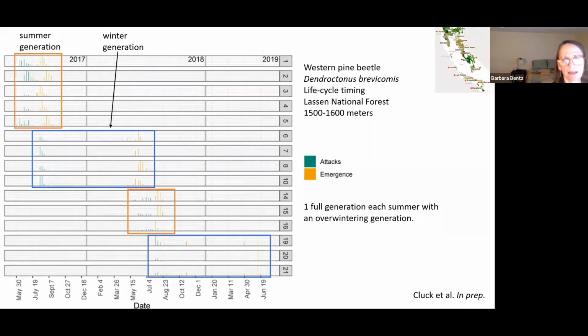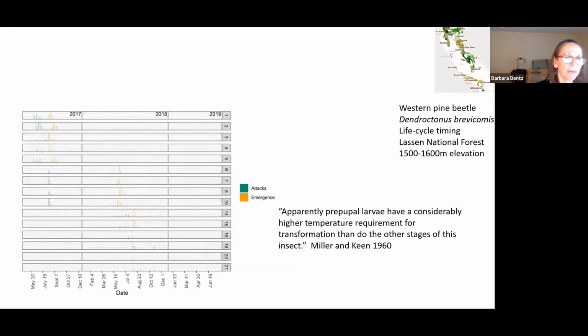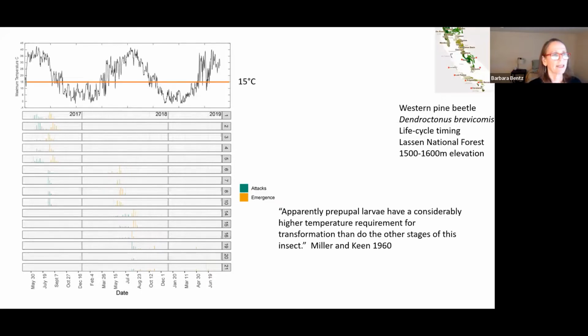But for this talk today, I wanted to highlight another tidbit of information in the Miller and King synthesis that applies to some other research that we've done. So they said apparently prepupal larvae have a considerably higher temperature requirement for transformation than do the other stages of this insect. The prepupal larvae is the last of the 4 instars before pupation. They suggested that a threshold between 10 and 15 C was required. And as you can see here, max temperatures at our Lassen National Forest site were well below this threshold both winters of our sampling. This catch-up scenario, as we oftentimes call it, is very similar to physiological traits in 2 other Dendroctonus species that we've studied, whereby early instars with lower temperature development thresholds keep developing until they hit the prepupal stage, where they catch up and all individuals in the cohort become synced.